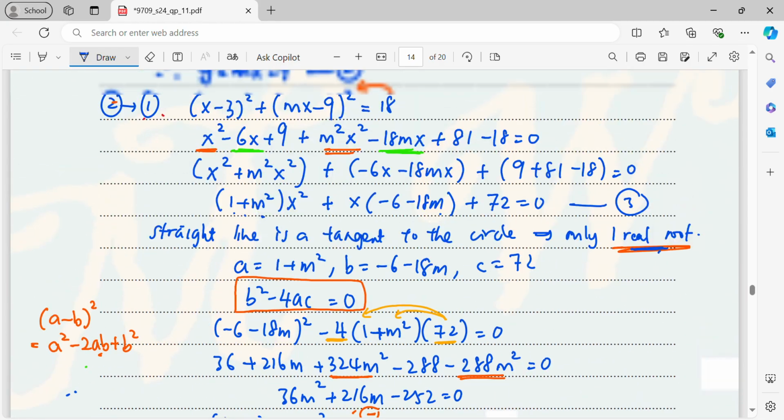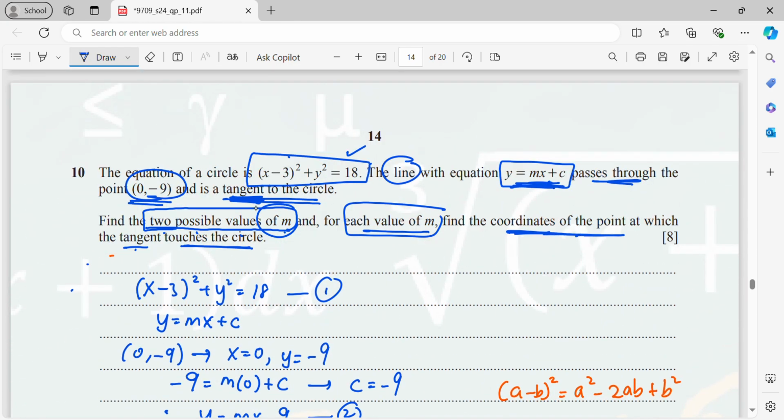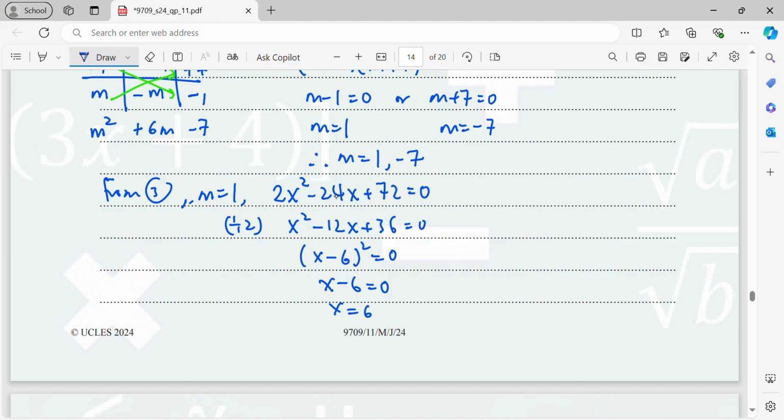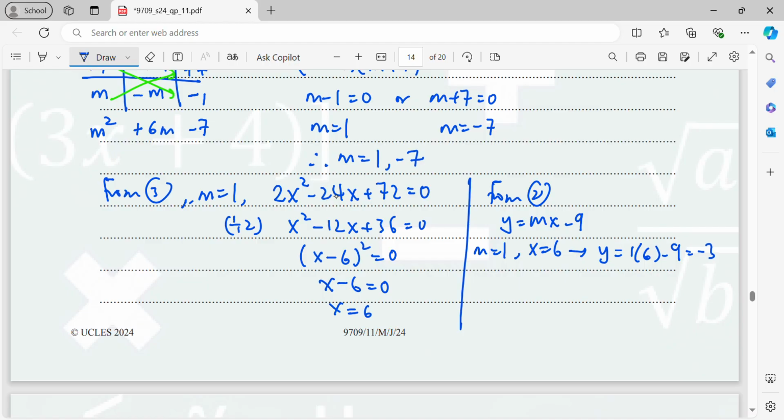So now the question is asking for the coordinates of the point. Point means x is not enough. We need to find the y. So now y can just refer to equation number 2: y equals mx minus 9. After you found the x, I will refer to the second equation, y equals mx minus 9. And again, now my m is 1 and my x is 6. Therefore, my y equals 1 times 6 minus 9. This is minus 3. So I get the first point, 6, minus 3.